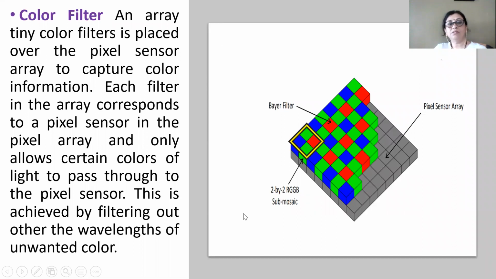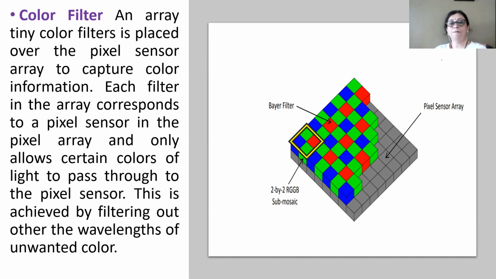So let us discuss the functioning of each component of this CMOS sensor one by one. The first component that we have seen is a color filter. Here you can observe the picture of the color filter, and here you can observe three types of colors: R, G, B. R means red, G means green, and B means blue. Different colors are formed by appropriate mixing of these RGB colors. Different intensities of RGB are used to produce different colors.